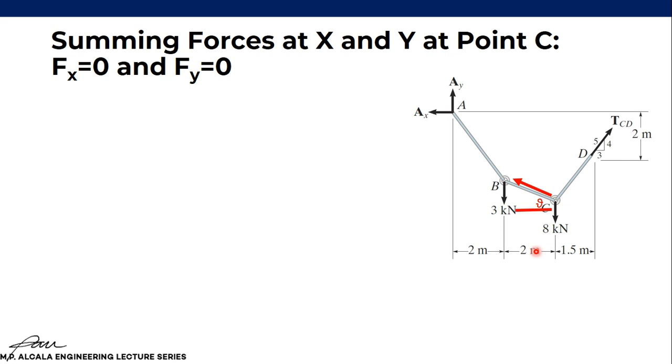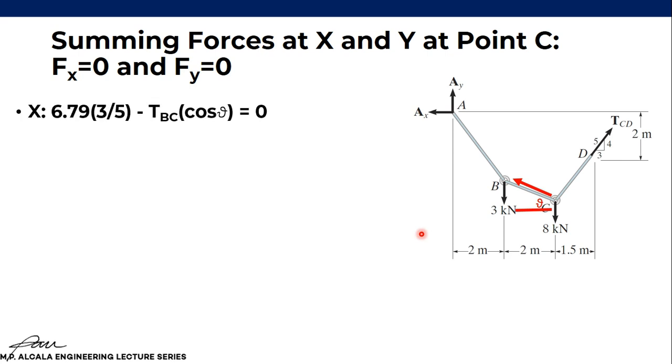Now, summing forces along the x and y axes at point C. Take note, class, we can also conduct here the method of sections. That's why I am only concerned with tension CD. Now, we already know this angle, this is 53.13. How about theta? This is still unknown. We have to identify that, but first, we need to sum forces to get our equations.